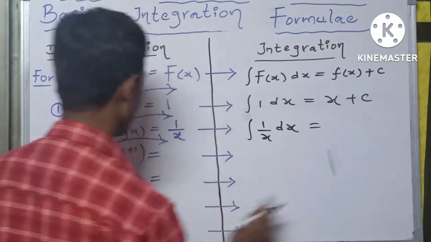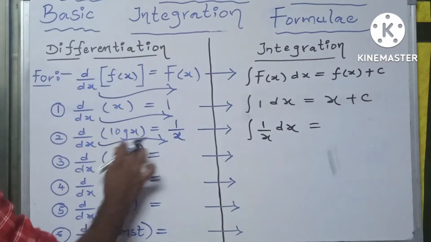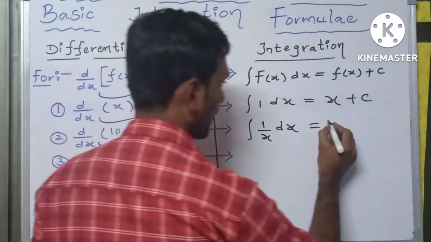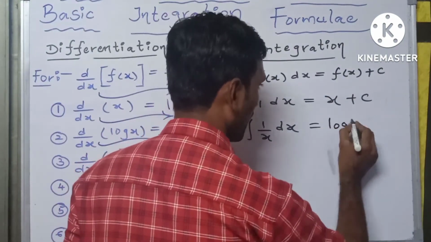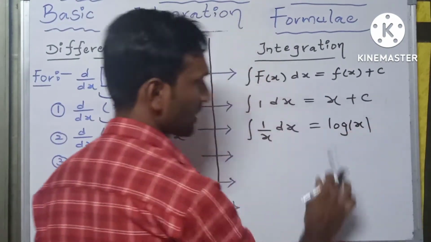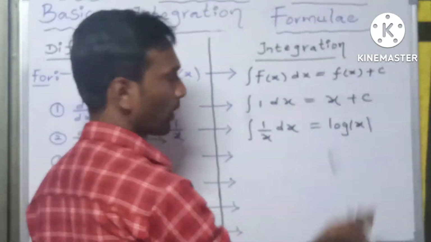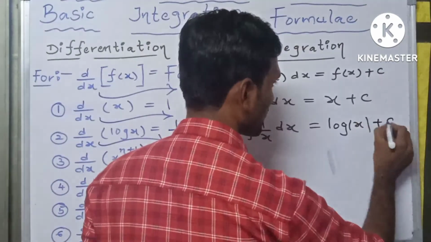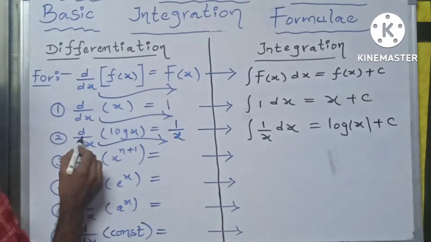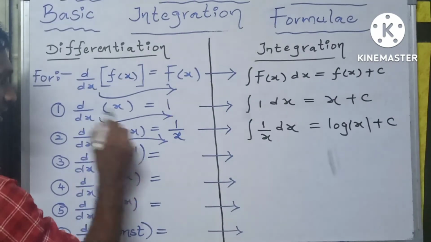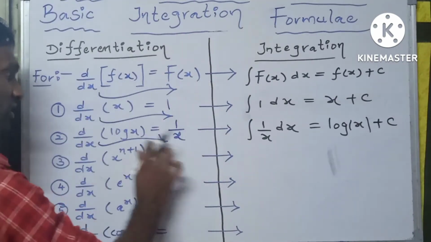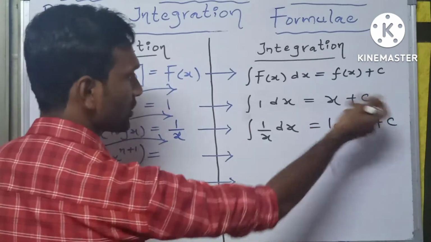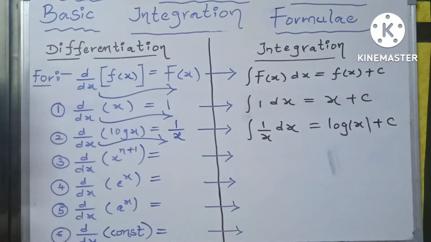dx is equals to, coming to LHS side where remaining function is log x, but write log modulus of x because always logarithmic function is positive. Log modulus of x plus c. So finally derivative of log x కి డెరివేటివ్ వచ్చి 1 by x, reversely 1 by x కి ఇంటిగ్రేషన్ వచ్చి log modulus of x plus c.